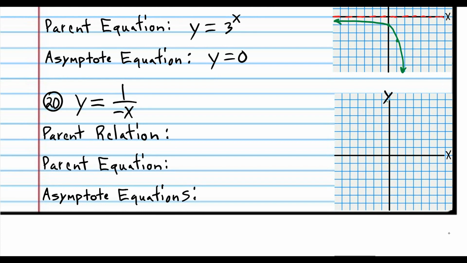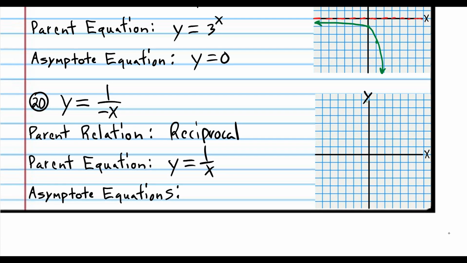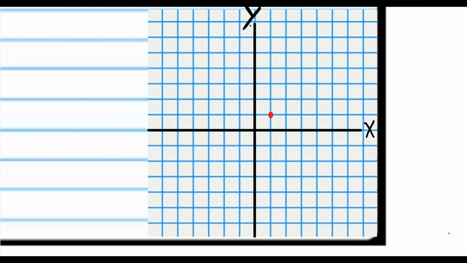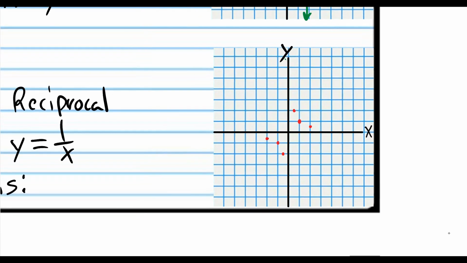So we see we have a variable in the denominator of a fraction. So this is going to be the reciprocal parent relation. And the equation is going to be y is equal to 1 over x. And if you graph your parent relation, remember those 6 points: (1, 1), (1/2, 2), (2, 1/2), (-1, -1), (-2, -1/2), (-1/2, -2). And we have this basic shape.